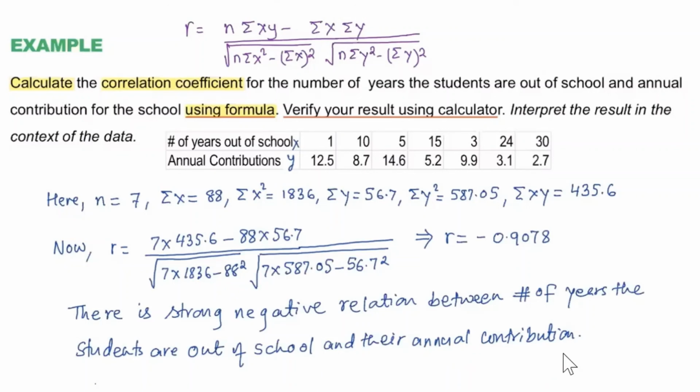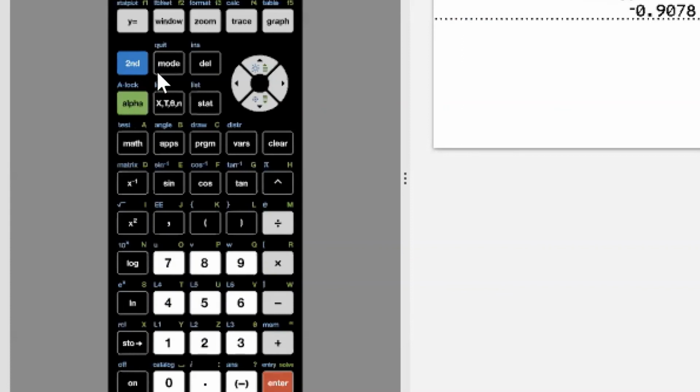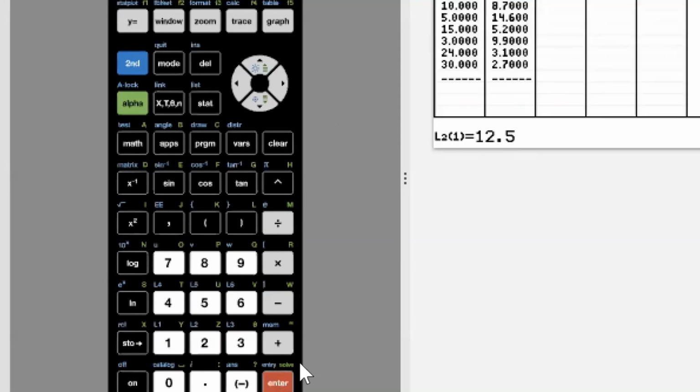Now, let's verify whether the value of R is negative 0.9078 or not using the calculator. So I'm going to stop sharing this screen again and share the calculator. Okay, let's verify. If you remember, what we did was we went to stat and then number 1, and we enter the data there. So that's our first step. After we enter the data, to get the value of R directly, please follow along with me.